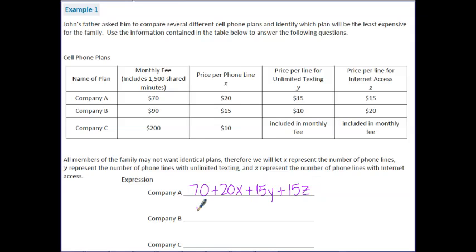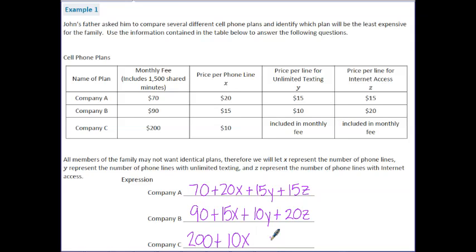So the monthly fee for company B is $90. Their price per line is $15, so this would be 15 times the number of lines. The price for unlimited texting is $10, so this would be 10 times the number of lines. And the price for internet access is $20 per line, so we would represent this with 20 times Z. For the last company, they have a monthly fee of $200, but you can see they have a lot less charges because the texting and the internet access is included in the monthly fee. So the price per phone line would be 10X.